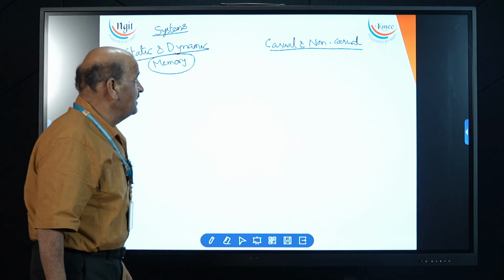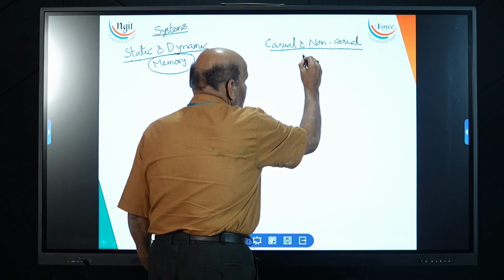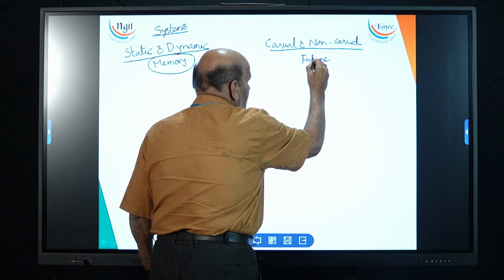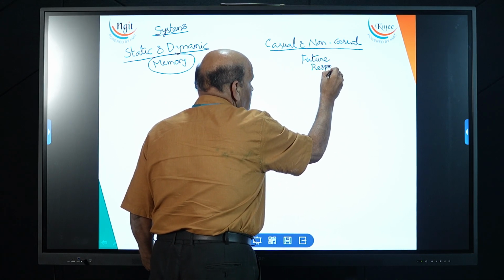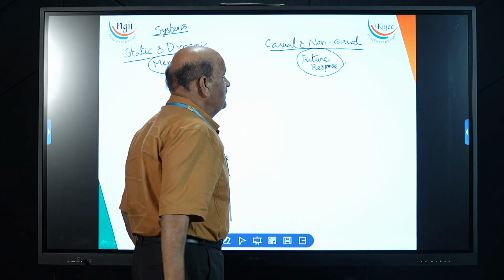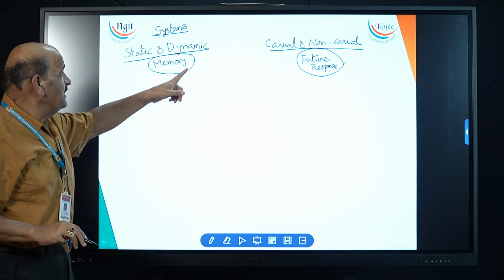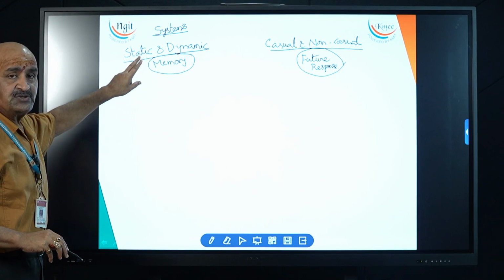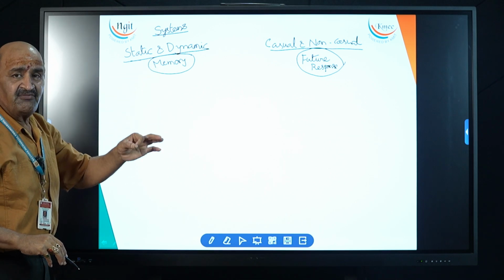Now, regarding causal and non-causal systems, here one word is dominating. That word is future response. It is based upon this word only. Students have to differentiate between these two. This is an easy way to remember and understand these two concepts in a fully clear way.